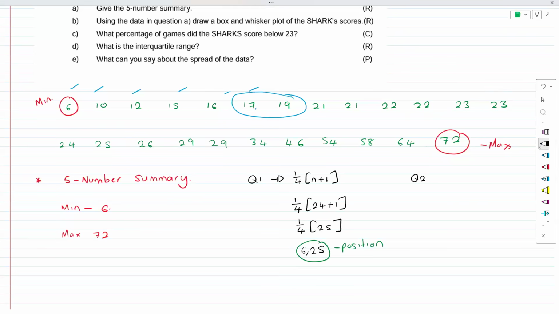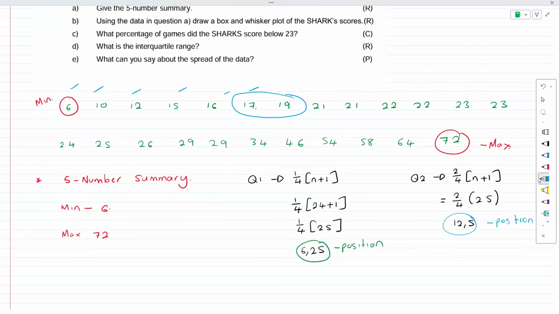Quartile 2 is 2 over 4, n plus 1. Now, guys, we can also count because it makes things a little bit easy, but I'll show you now. That's 2 over 4 into 25, and that should equal 12.5. Remember, this is not the answer. This is the position. So we have to count 12.5 numbers.